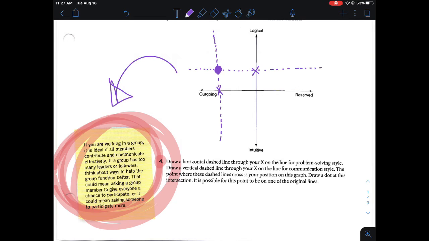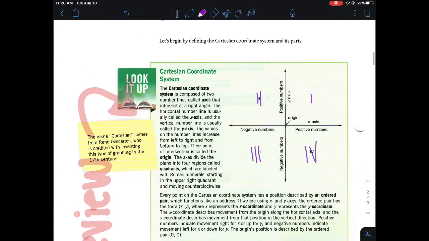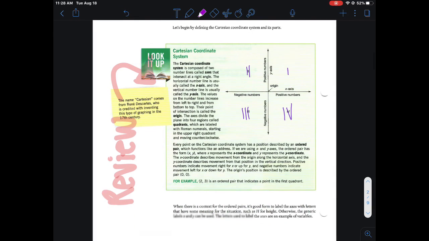Some notes that the book gives you: if you can't remember what a coordinate plane is, you're going through that graph and you're like, wow, I don't remember the last time I saw one of those. Here are your notes to review. We have our y-axis, our x-axis. They tell you where the positive and negative numbers are. They tell you the quadrants.